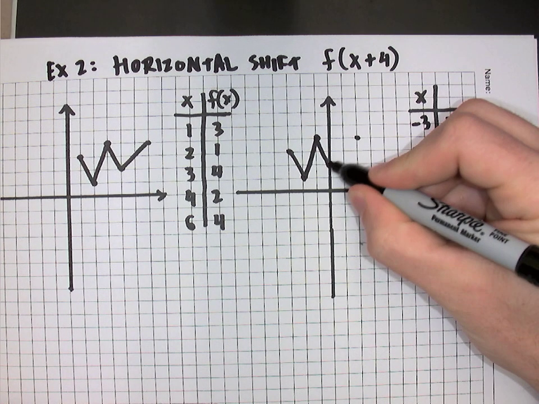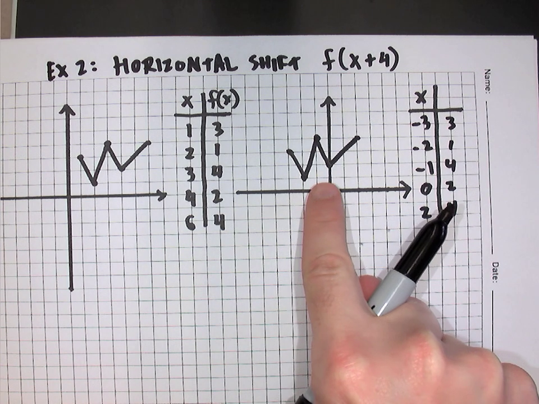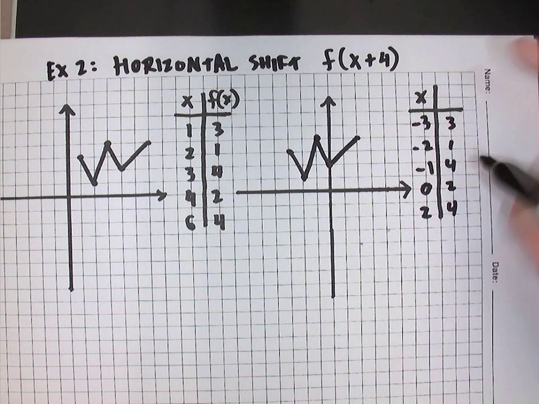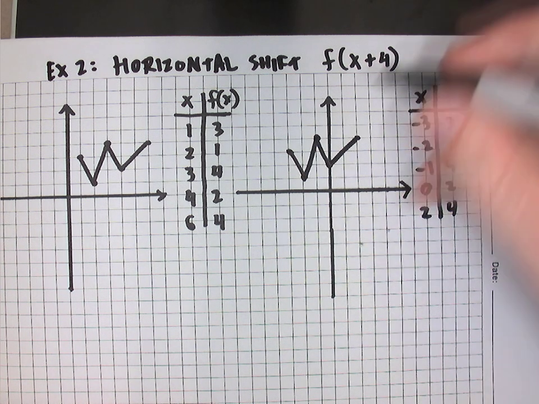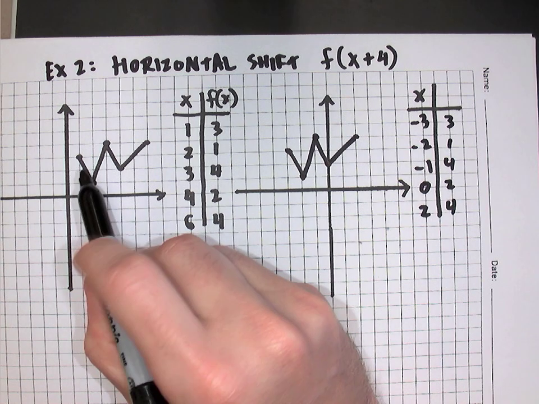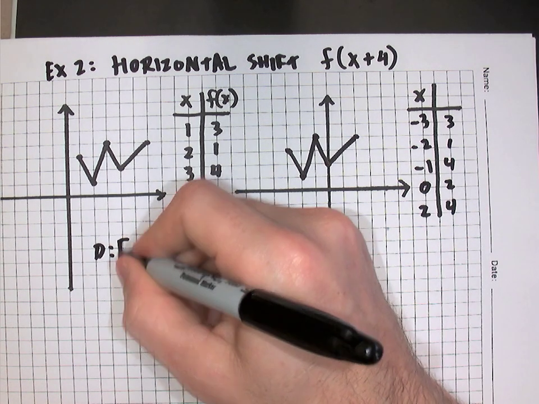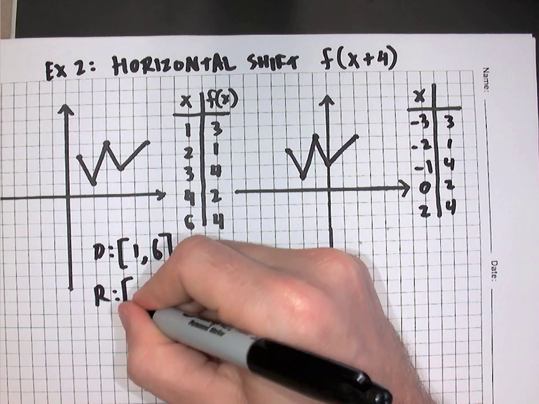What's changed is its position. It's shifted exactly 4 units to the left. So a horizontal shift of f of x plus 4 shifts it to the left 4 and not to the right 4. Again, if we take a quick look at the domain, my domain previously was from 1 to 6, and the range was from 1 to 4.